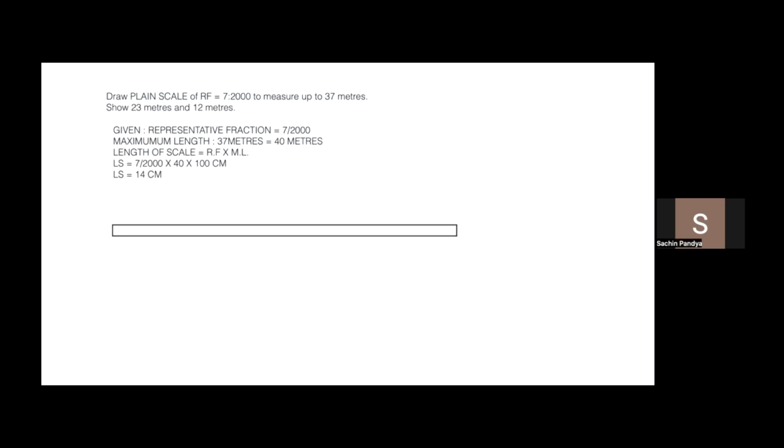Now we have a scale 14 centimeter and we'll take height 5 millimeter and we'll draw this rectangle. So we are done with this scale, but we want to mark 23 meters and 12 meters. So that's why we'll divide this scale into how many parts? 4 parts. Because it is 40 meter, so we'll divide into 4 parts. So all of you know how to divide line into 4 parts. So we can do it this way, and then we can write 0, 10, 20, 30.